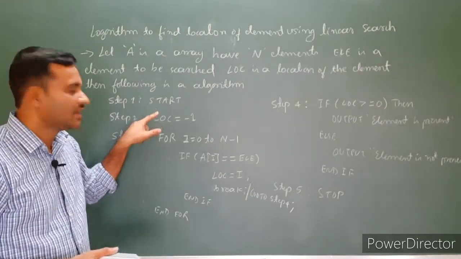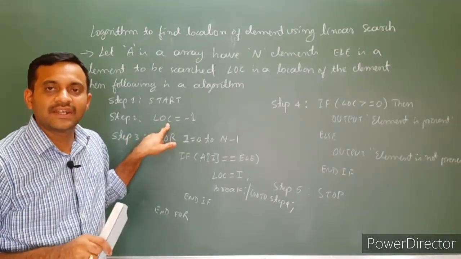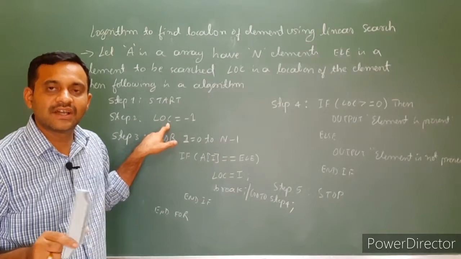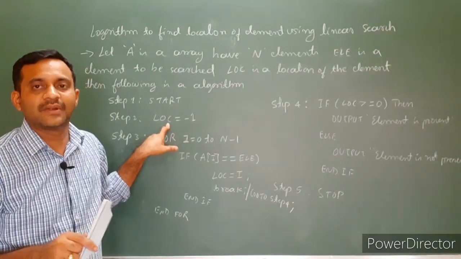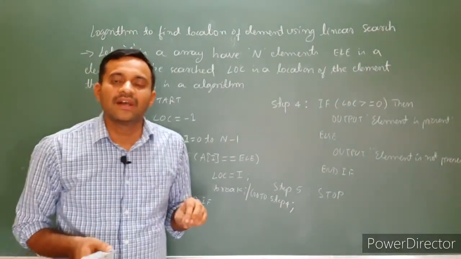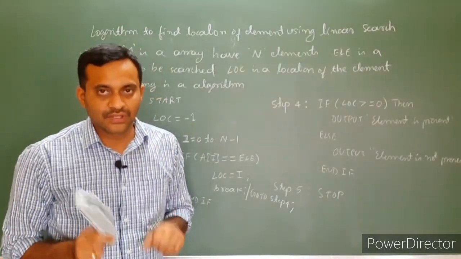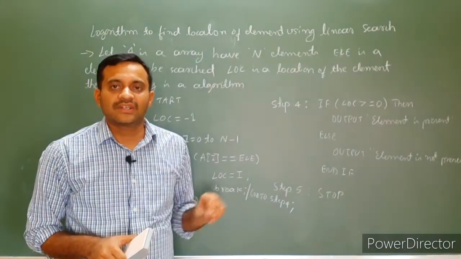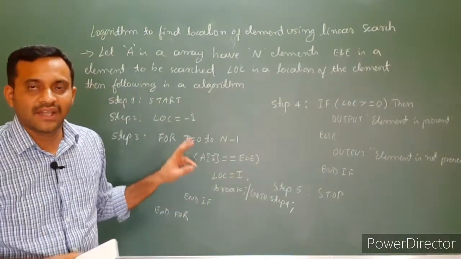At the start of the algorithm, we assume that the element is not present, that is, the location is not found, by assigning -1. Why is it -1? The array index value is always a non-negative number. First we assume that the element is not present in the array.